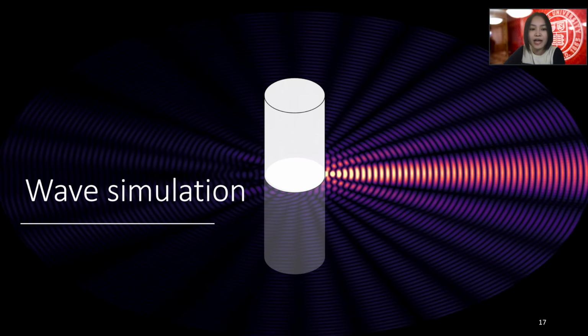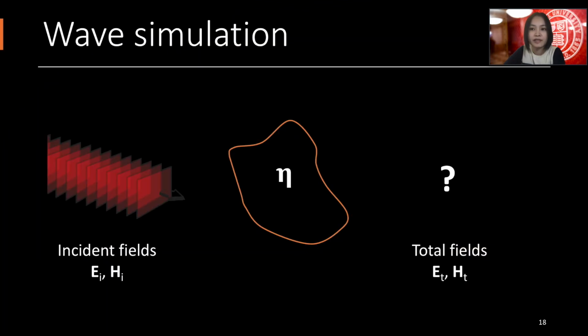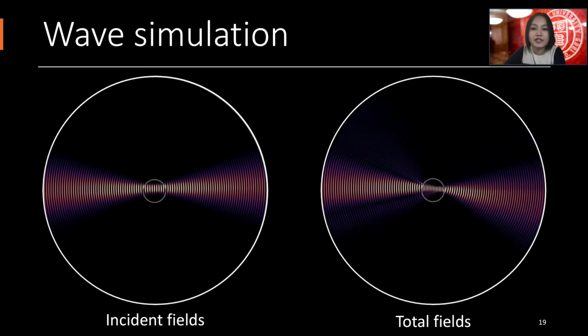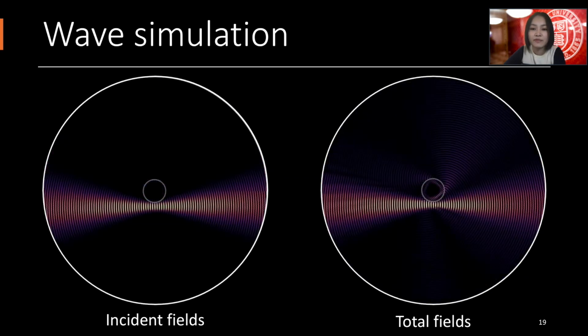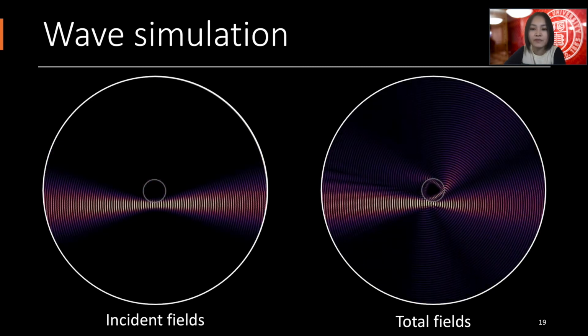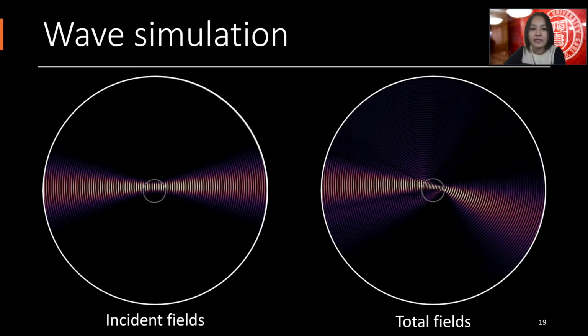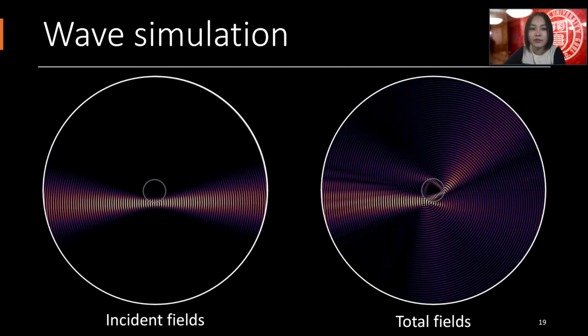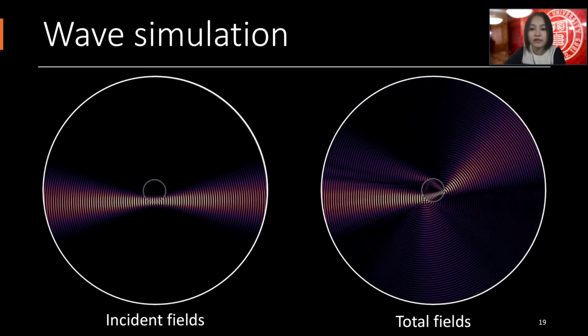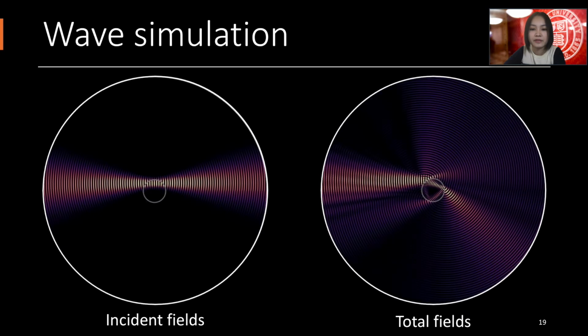Now let me talk about how the wave simulation is performed. Instead of tracing rays, we conduct a full wave simulation to compute the fields produced by scattering an incident wave. This slide shows an example of an incident wave coming from the left, sweeping across a cylinder cross-section from the bottom to the top. Introducing the fiber alters the fields, and we call the resulting fields the total fields. The animation on the right shows the total fields after introducing the fiber.